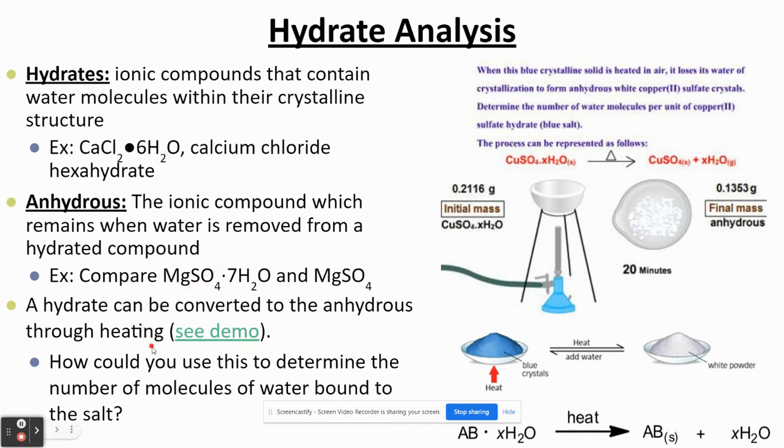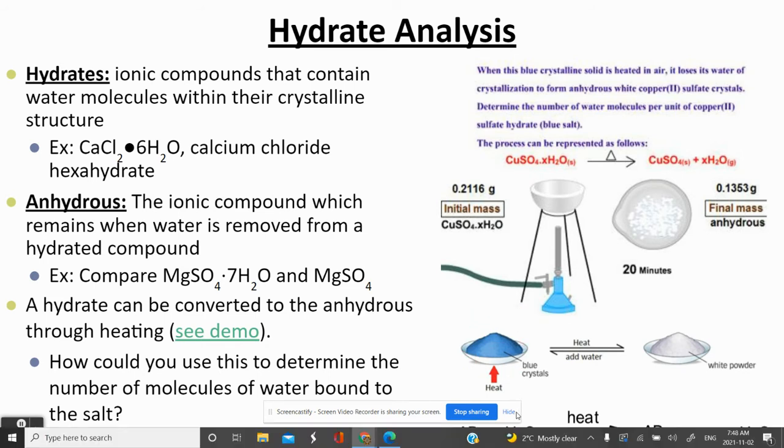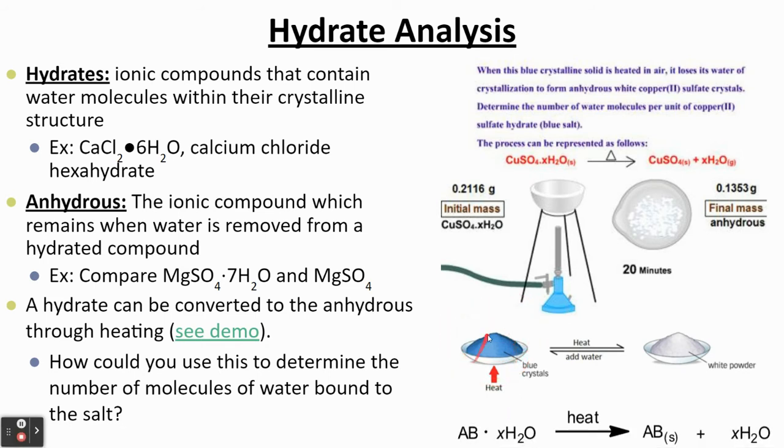So how do you convert a hydrate to its anhydrous form? Well, you simply heat up your hydrate. So, for example, here I have the hydrated version of this copper sulfate hydrate over here with blue crystals. I apply heat to it, and when I apply heat to it, the water molecules leave as gas, and then I'm left with the white powder, and this is the anhydrous.